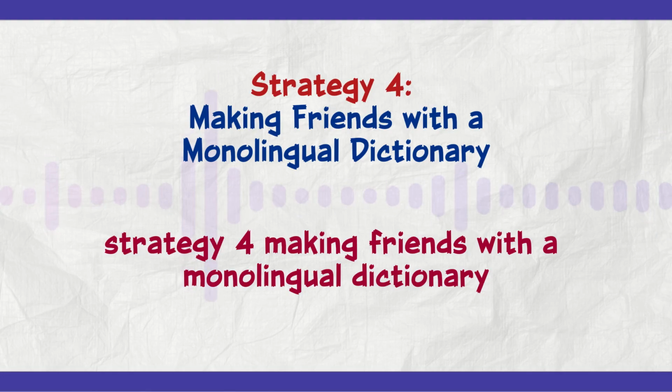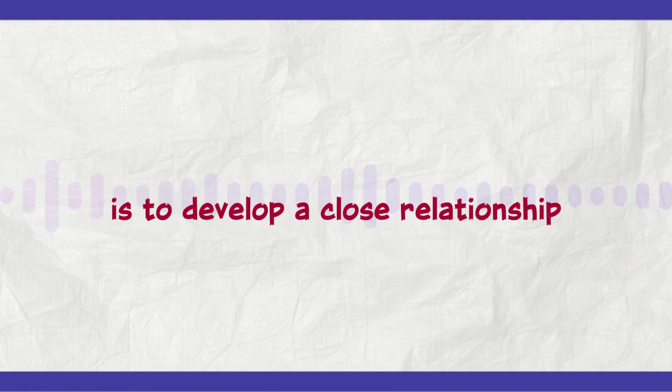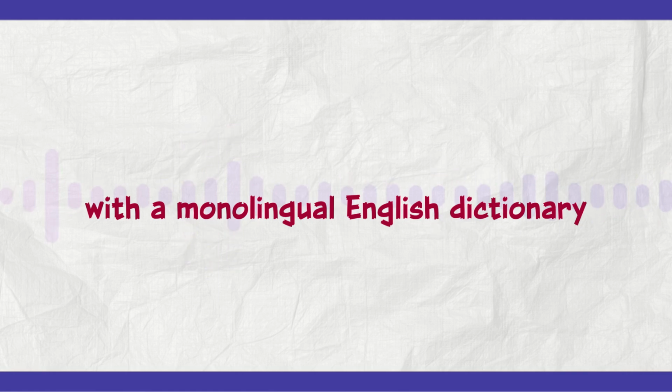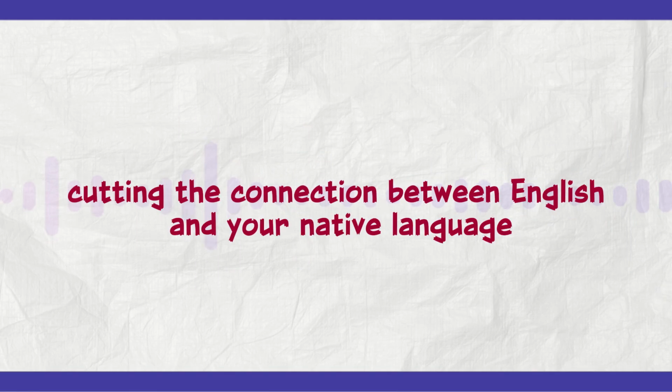Strategy 4. Making friends with a monolingual dictionary. The fourth strategy for eliminating translation dependency is to develop a close relationship with a monolingual English dictionary. This represents a critical shift in your learning approach by decisively cutting the connection between English and your native language.